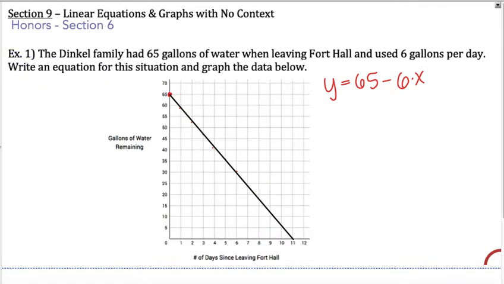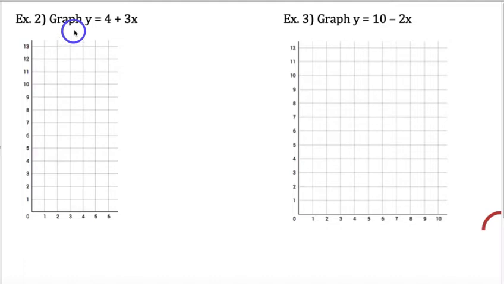Let's move on to example 2. Graph the equation y equals 4 plus 3x. So we do not have a story anymore. We are simply looking at the equation given. To graph this equation, we are going to decide what our y-intercept and our slope are. And so our y-intercept and slope come straight from the equation.